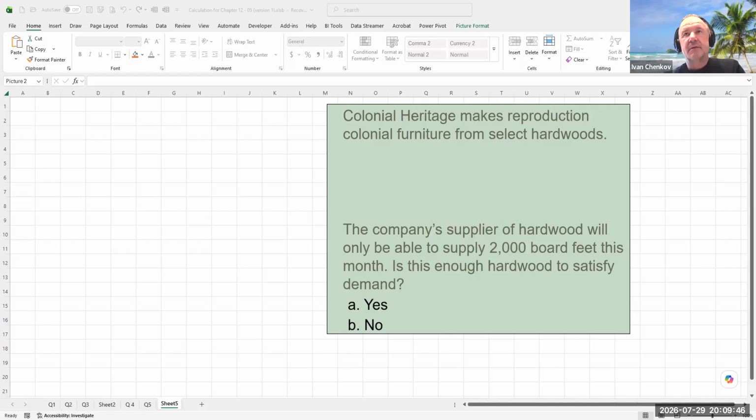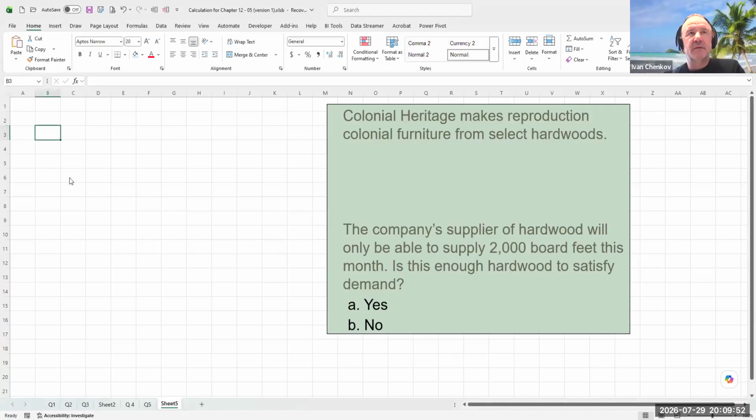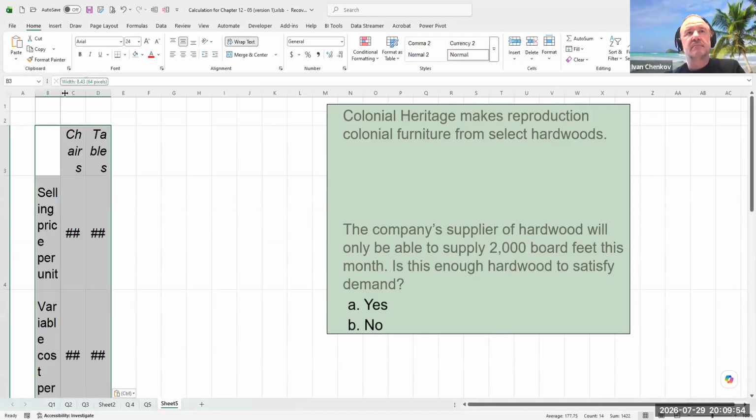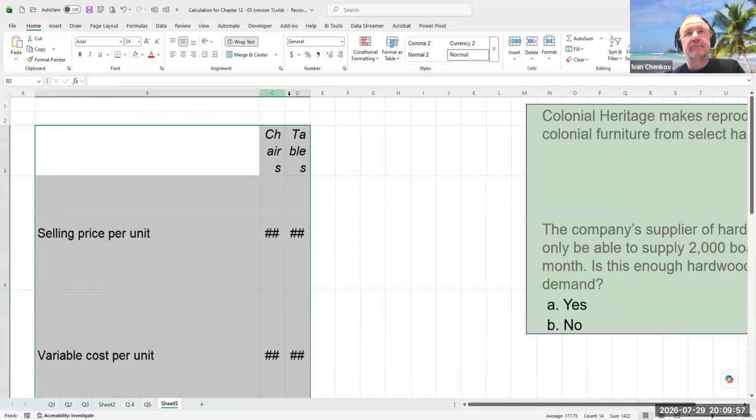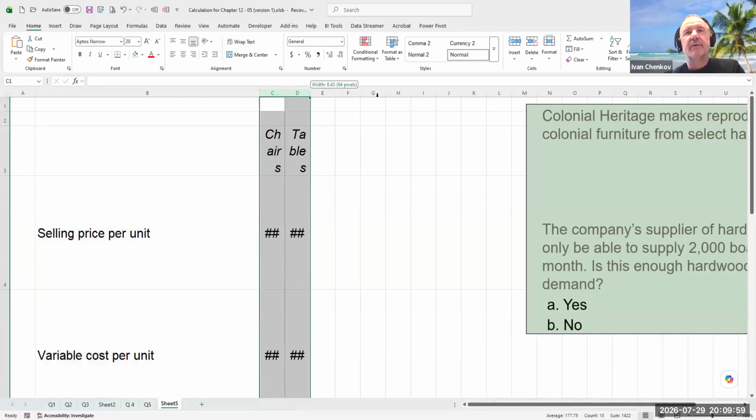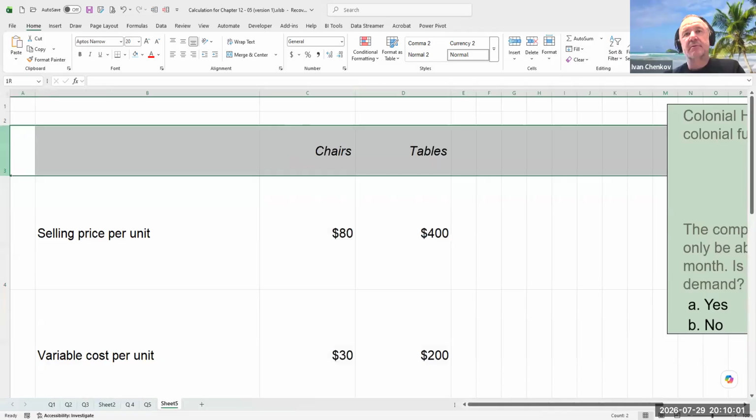Let me see what you're seeing. This is exactly what I want you to see. So we have our information, which is right here. So we have our 2 products, chairs and tables.